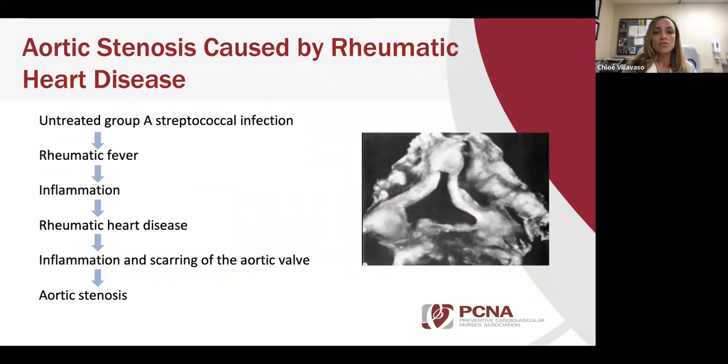Then aortic stenosis caused by rheumatic heart disease begins with an untreated group A streptococcal infection, like strep throat. Rheumatic fever develops, then inflammation causes rheumatic heart disease. Inflammation and scarring of the aortic valve are a result of rheumatic heart disease. Then the patient will develop aortic stenosis.